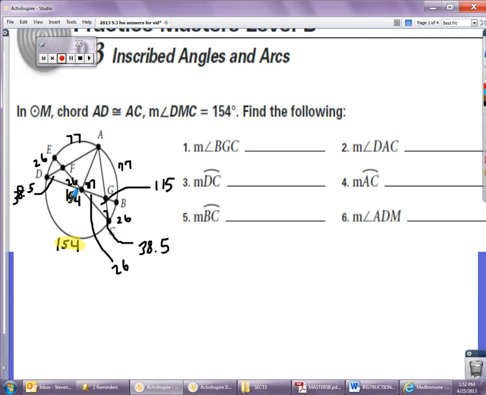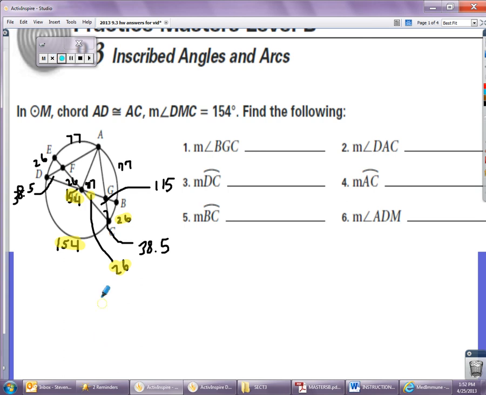Actually, it gave me angle 154, but it's a central angle, so that means this arc is 154. I also noticed that if you look at my pointer, this is a diameter. So I know that this whole arc should equal 180. So I subtracted 154 from 180, and I got 26. As soon as I got 26 there, I know that the central angle right here is also 26.